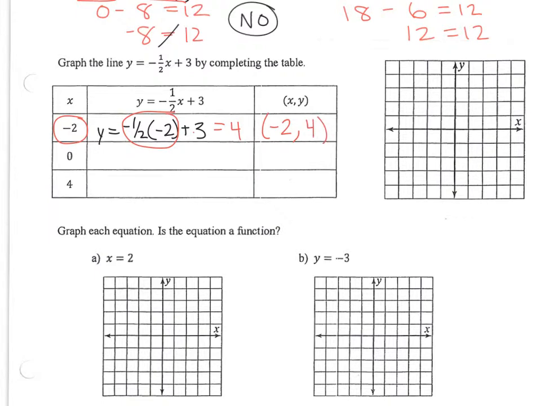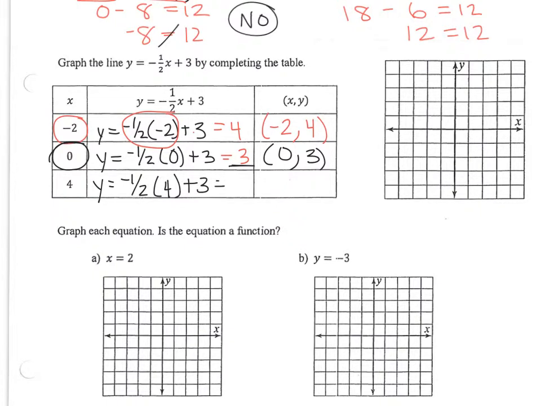Now I'm going to plug in 0. So it's y equals -1/2 times 0 plus 3. This is equal to 3. So my ordered pair is x is 0, y is 3. The last one, I'm going to plug in 4, so -1/2 times 4 plus 3 is 1, because this is -2, -2 plus 3 is 1. So my ordered pair is 4 and then 1.